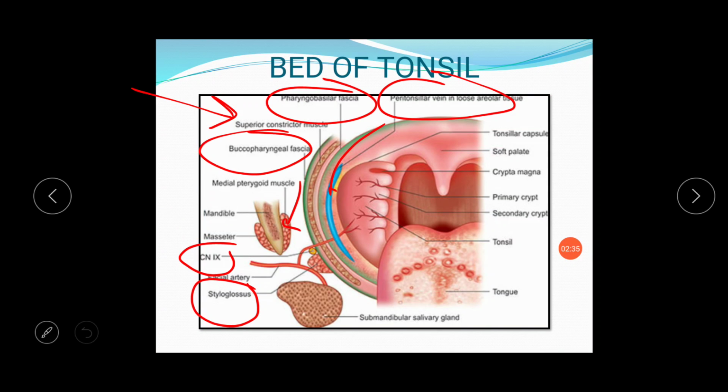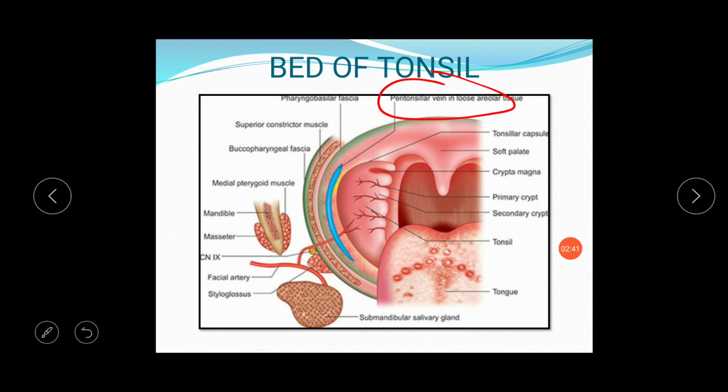So the styloid process is also present in the bed of the tonsil, just lateral to the buccopharyngeal fascia. So whenever we need to do glossopharyngeal neurectomy or styloidectomy, we can do it after removing this tonsil.